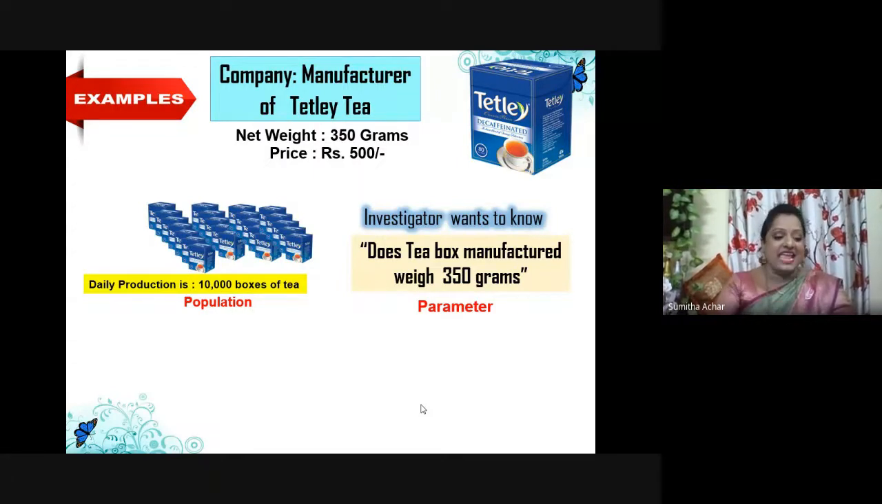But in turn, what happens to your perception of this particular brand? Your next purchase also will be the same Tetley tea. Yes or no? Is it not that for the next purchase also you will buy the same Tetley tea? Exactly. This is human behavior.